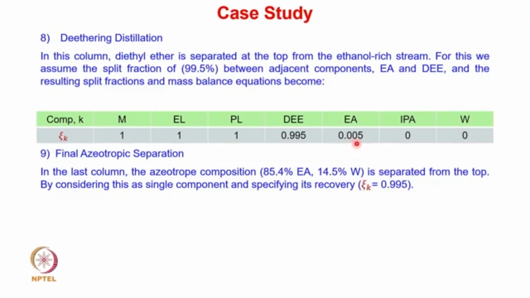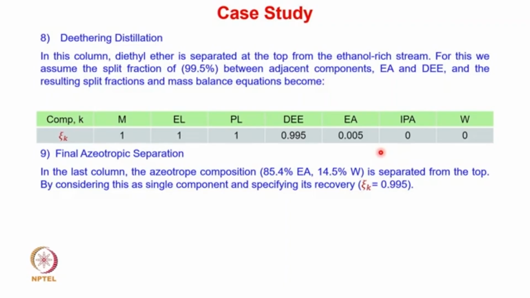So a similar calculation we can do even for azeotropic separation, which is the last distillation column. In the last distillation column we can consider this entire azeotropic composition, which is 85.4% ethyl alcohol plus 14.5% water together as one component, isn't it? And based on that we can again find out the recovery. So in this case recovery we can assume that 0.995, and based on these calculations we can even calculate how many stages are required in both these columns.